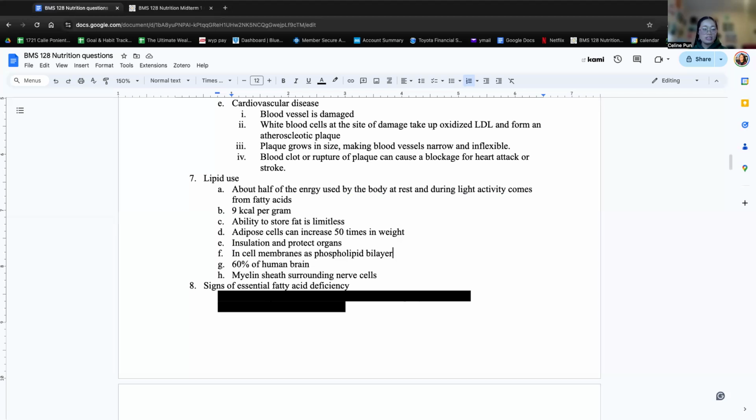So the cells have some control, and the osmotic pressure is controlled through the selective membrane. Oh, and our brains are 60% fat. Wow. When you think about all these details in our body, you just think, oh wow.